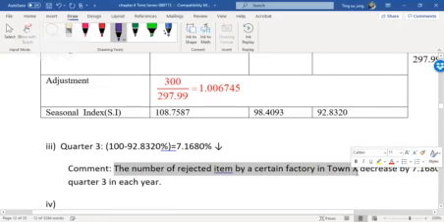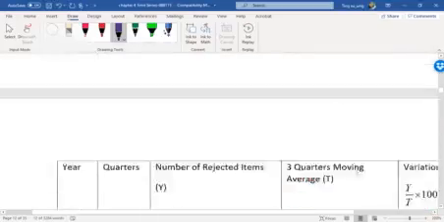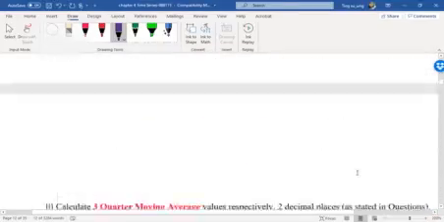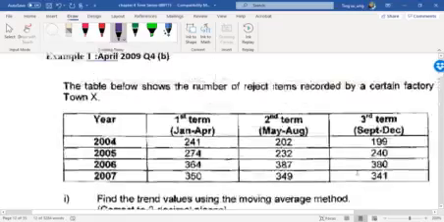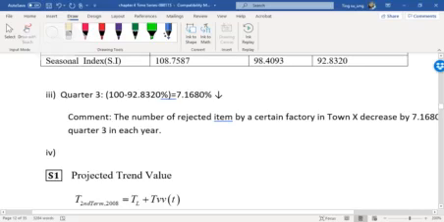The number of rejected items by a certain factory in town X is actually from your question. So that's it for the third part. Okay, let us look for the projected trend value. This one you also need to follow step by step.